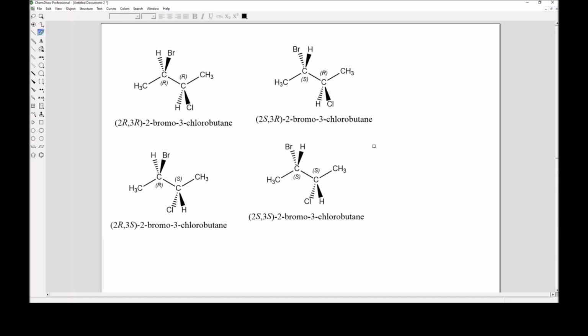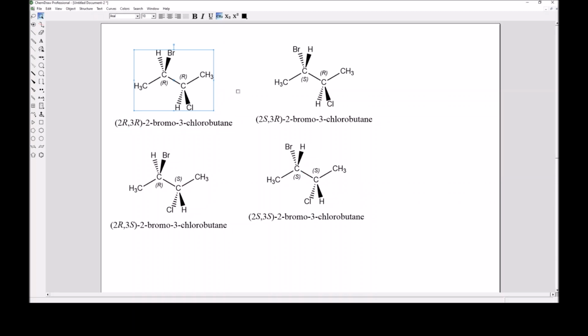And so they needed a way to draw these so that everybody could be on the same page. So what a Fischer projection is, it is a set way of drawing a particular compound. And we're going to follow Fischer's rules so that when people draw this 2R, 3R, 2-bromo-3-chlorobutane, everybody draws it the exact same way.